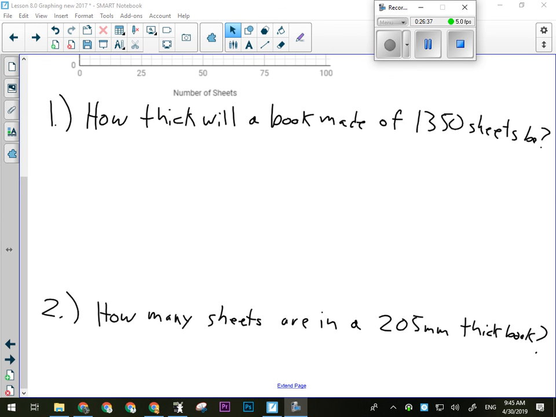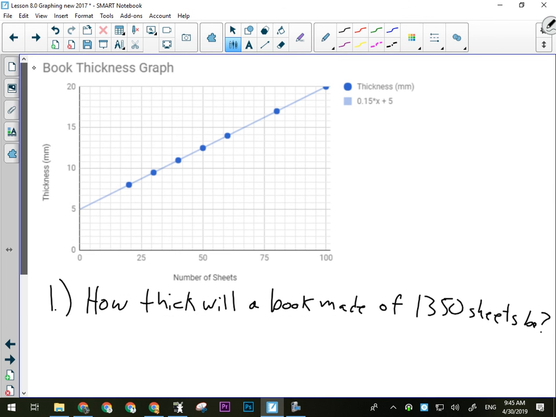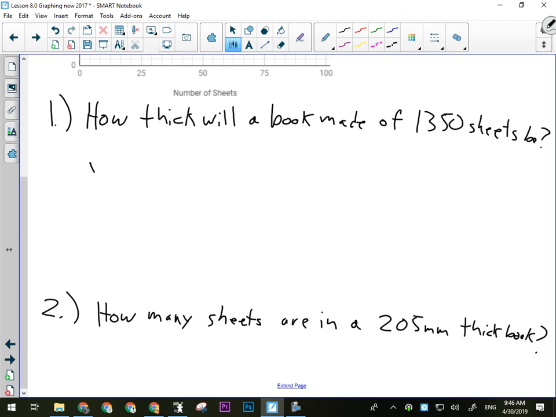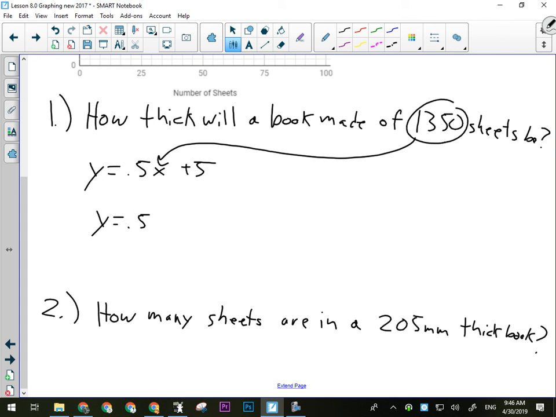Okay, so our first question here is how thick will a book made of 1,350 sheets be? So we need to go back up and get our equation here. It's 0.15x plus 5. Okay, so that's our equation. We're looking for the thickness of the book, which is a y value, because book thickness is on the y-axis. They told me how many sheets it has, which is an x value, so I'm going to substitute 1,350 in for x so that I can calculate how thick the book will be at that point. So I'll have y equals 0.5 times 1,350 plus 5, okay?